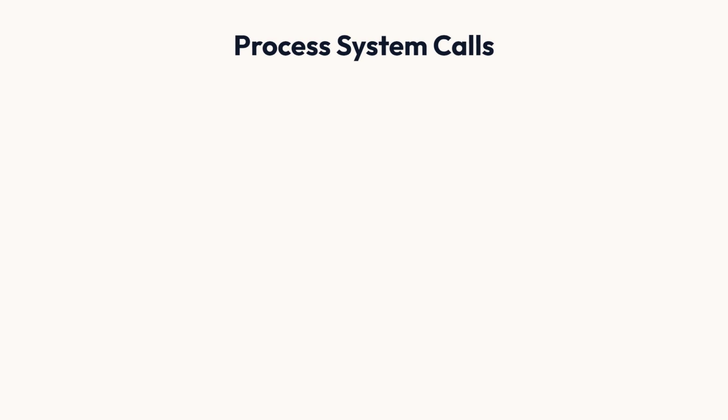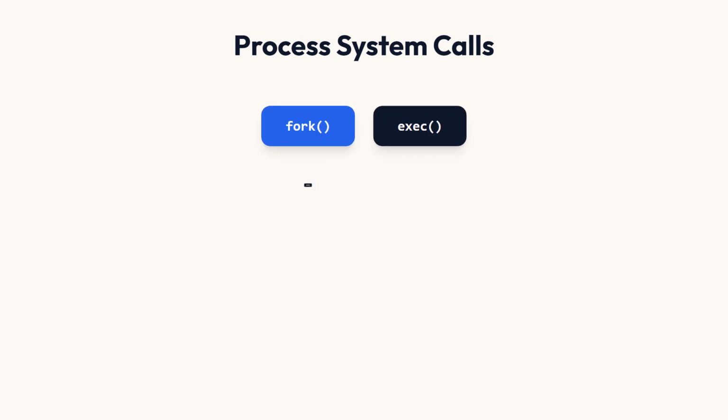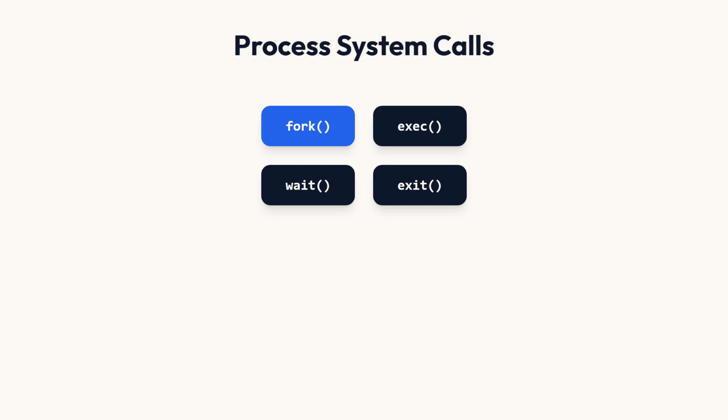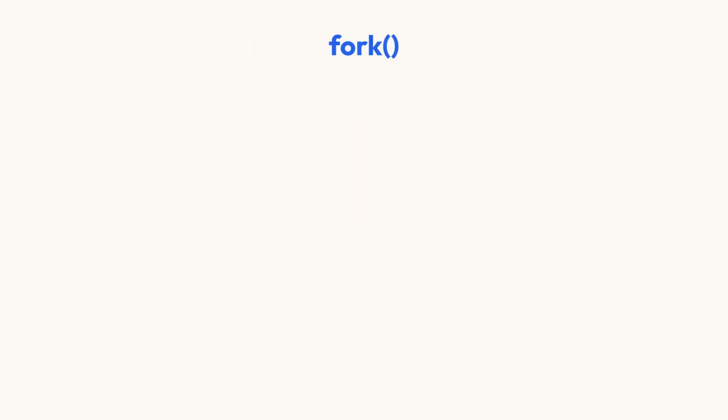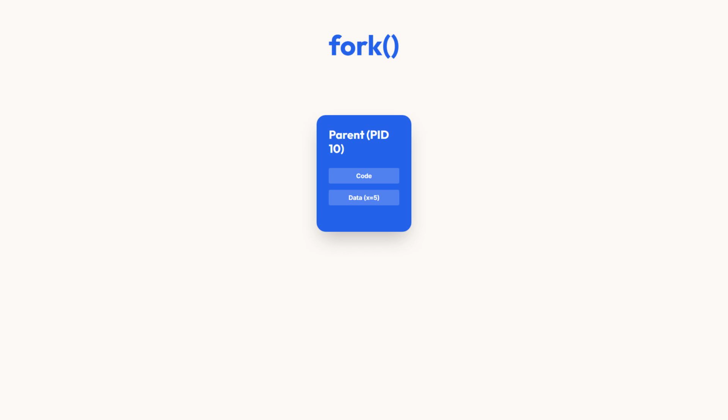Now, let's look at some important system calls related to processes. There are 4 key ones you should know: fork, exec, wait, and exit. Let's start with fork. Fork is used to create a new process. But here's something interesting. Every new process is created from an existing process. There is no way to create a completely independent process from scratch.